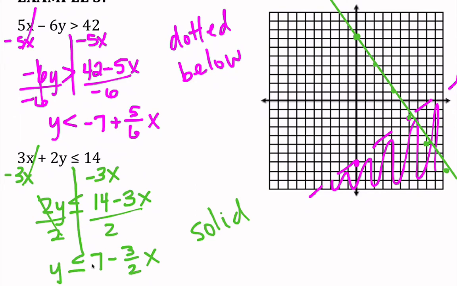Okay, now I need to decide whether I should shade above or below. So if I look at that symbol, it's a less than symbol. Less than would be below. So underneath the line, below, under the line. So here's my green line. I need to shade everything below it, under it. So remember, shade lightly.